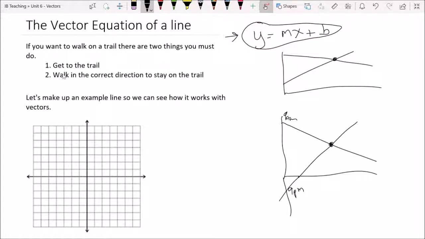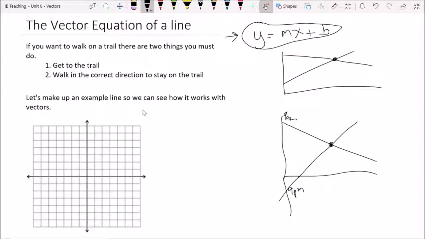Like when you wake up in the morning, unless you're sleeping on a trail, which, I mean, maybe you are, I don't know. But unless you're sleeping on a trail, when you wake up, if you want to go for a hike, you first have to get to some sort of a trail. So we have to get to the trail. Once we're there, if we walk in the correct direction on the trail, we will continue to be on the trail. If we walk in a different direction, we will not continue to be on the trail. And I hope that's really intuitive. That's the basic makeup of how this works.